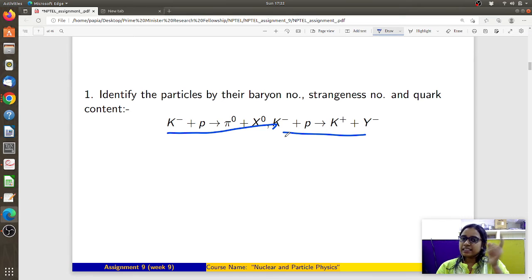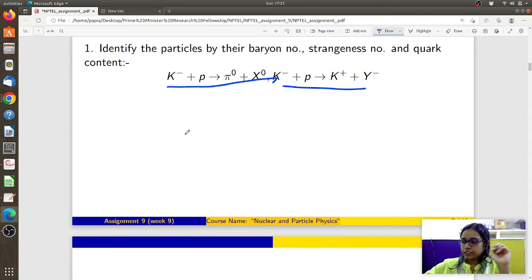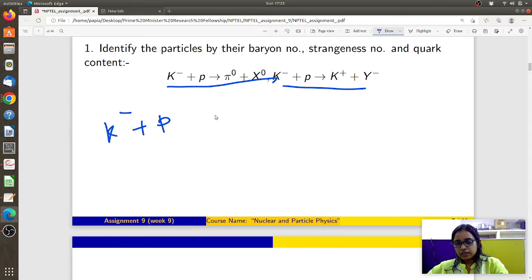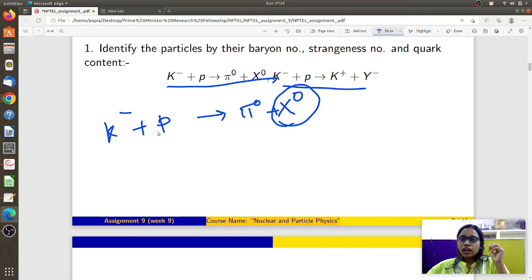And the second question is K minus plus P goes to K plus plus Y minus. So what is the nature of Y minus? Nature means what is the baryon number, what is the strangeness number and what is the quark content of Y. Fine. So we will talk about the first expression, K minus plus P goes to pi 0 plus x0. At first we have to know the nature of x0, and we have to find its B, S and quark content.